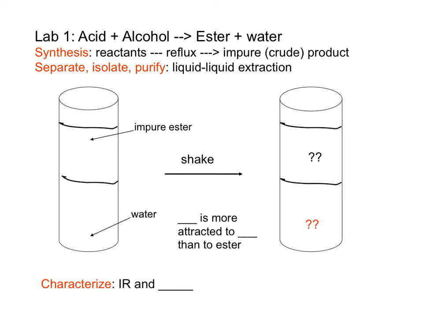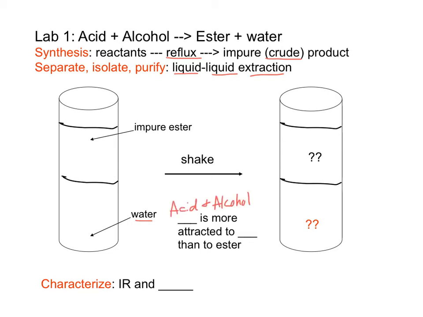In lab, we're going to react an acid plus an alcohol to make an ester. To make the ester, we're going to heat or reflux the reactants for an hour. After an hour, we should have crude or impure ester. Next, we want to separate and isolate the ester from the rest of the reaction mixture. We'll accomplish that separation by doing a liquid-liquid extraction. We'll add water to the reaction mixture.